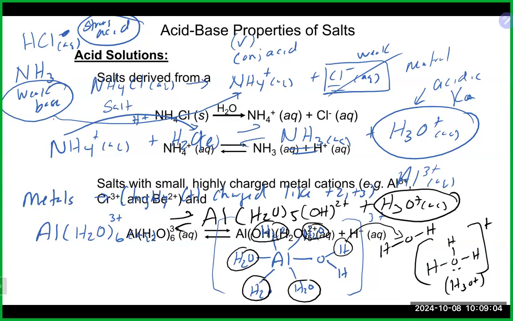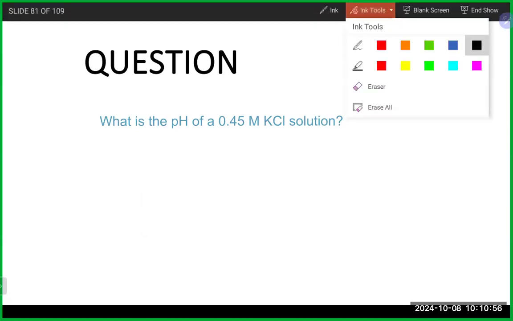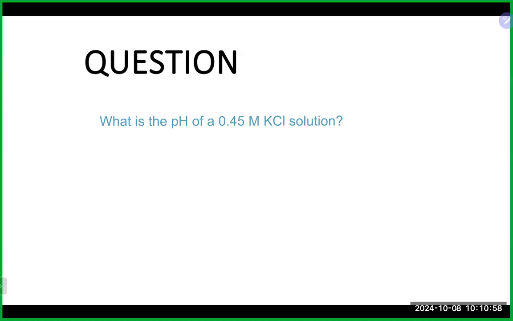All right, so let's take a look at some here. What is the pH of a 0.45 molar solution? Okay, so let's take a look here. This is obviously a salt, right? And because it's a salt and potassium is there, this is going to be a strong electrolyte, and in solution is going to break apart 100% into these ions floating around in this solution.